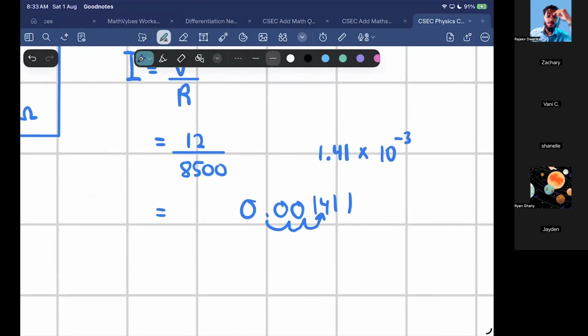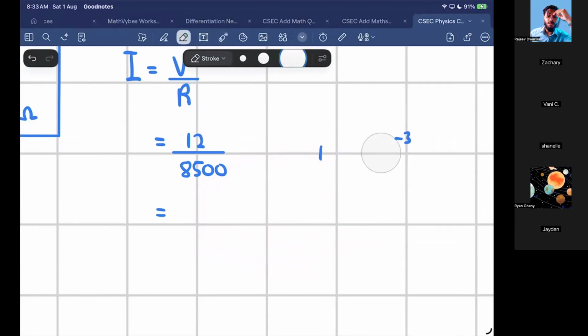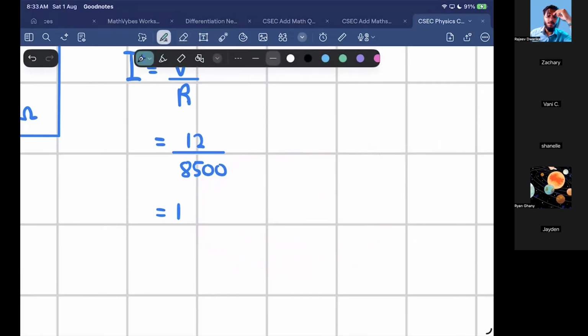Now I'm going to ask you a question. 10 to the power negative 3 is the same thing as what prefix? Kilo or milli? Let me ask you a logical question, Zachary. Does 0.00141 look big or small? Small. So do you think it'll be kilo or milli? Milli, sir. Exactly. So that is actually 1.41 milliamps.